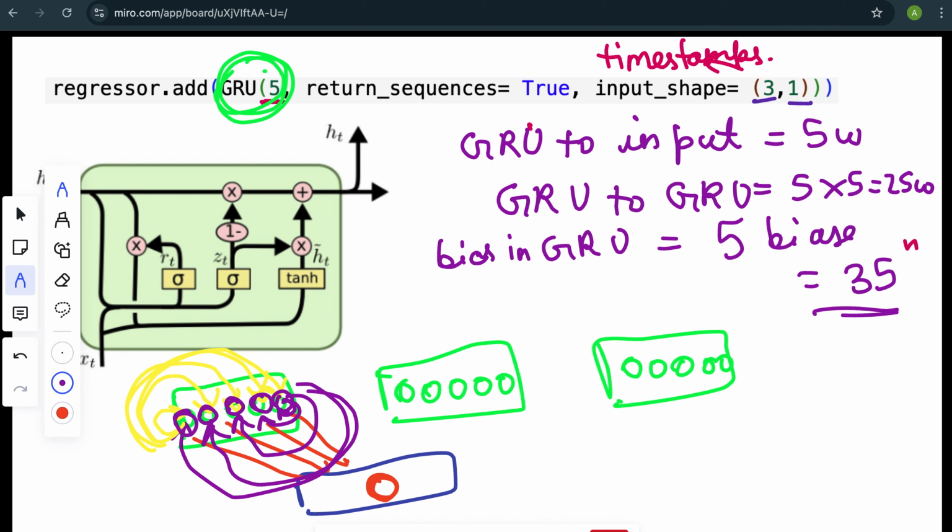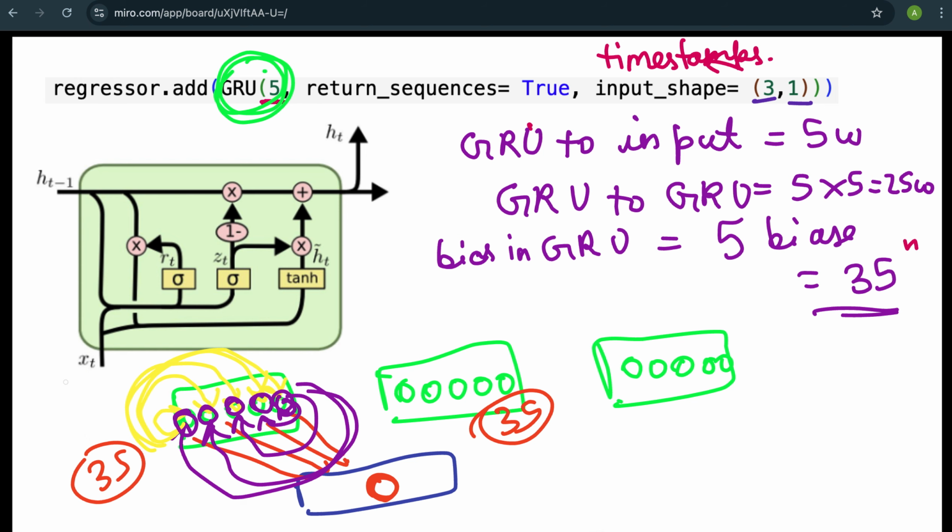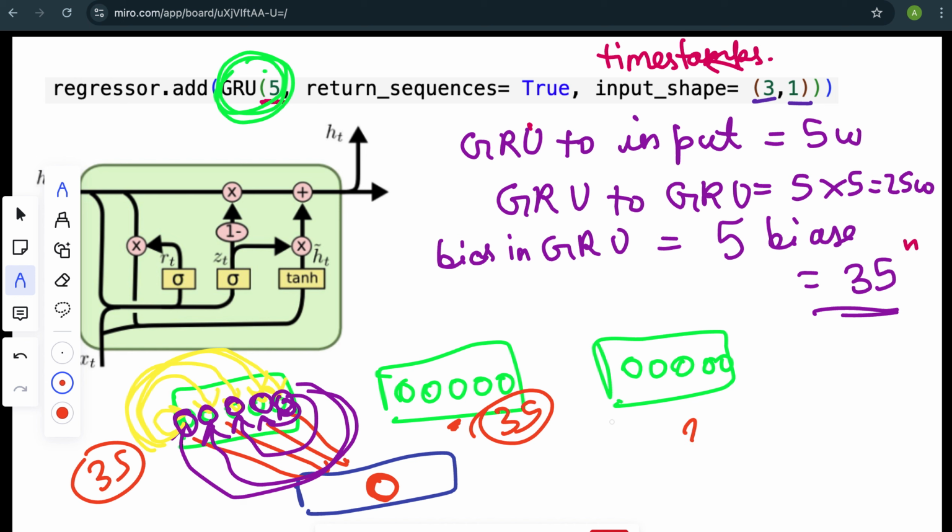Now 35 for each box. 35 for this box, 35 for this box as well, because it's going to have the same number of connections: same number of GRU to input connections, same number of GRU to GRU connections, and same number of bias in GRU connections. So 35 here as well. We'll directly multiply it by 3, so it is 105 weights and biases for this GRU layer. We will have 105 trainable parameters.